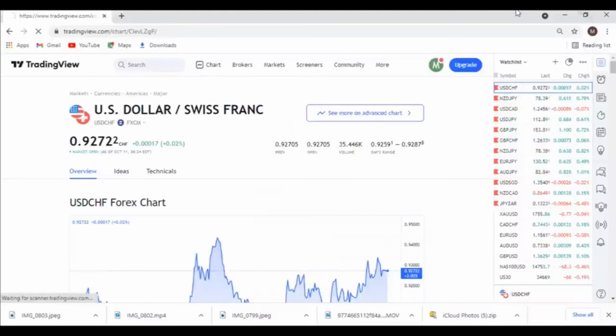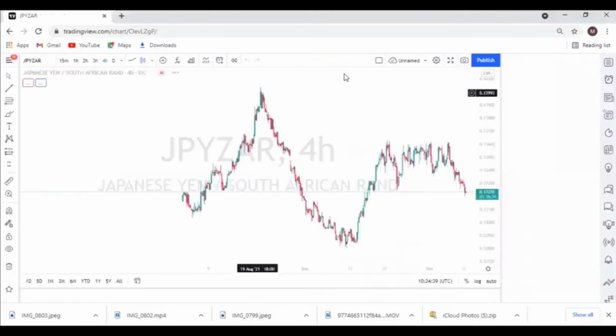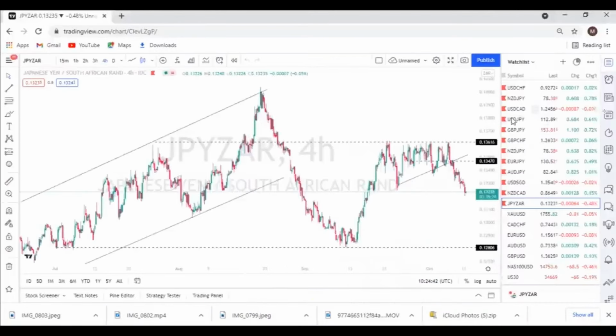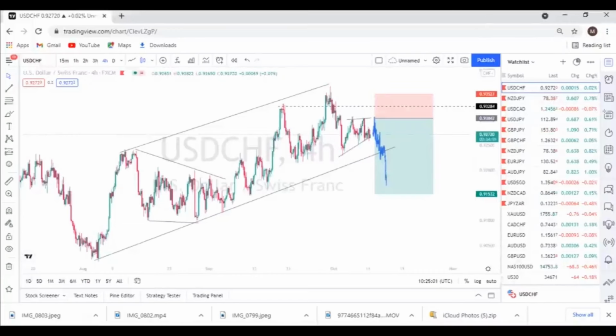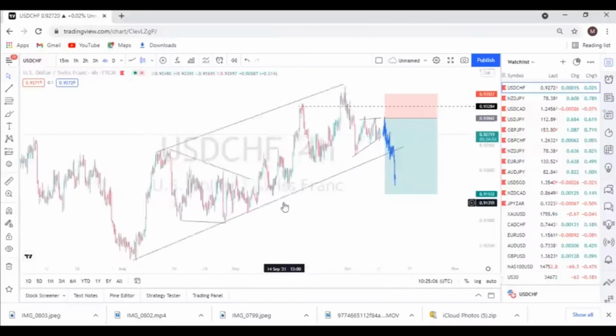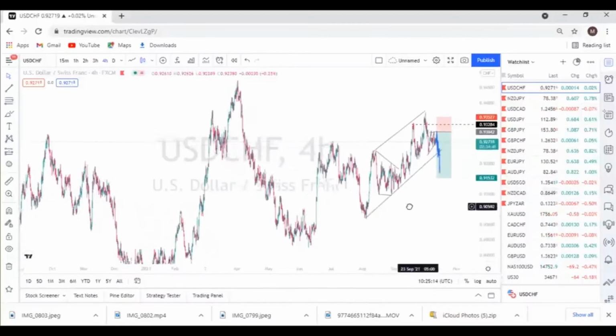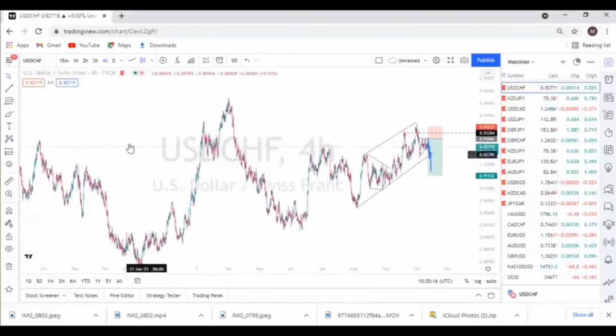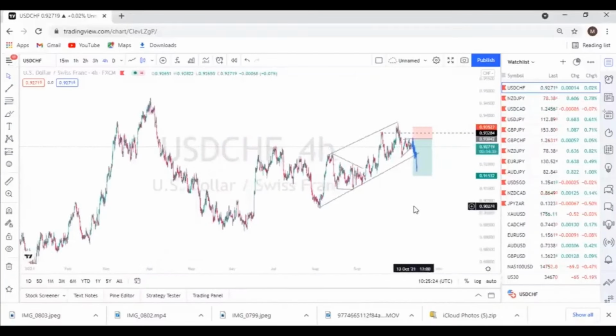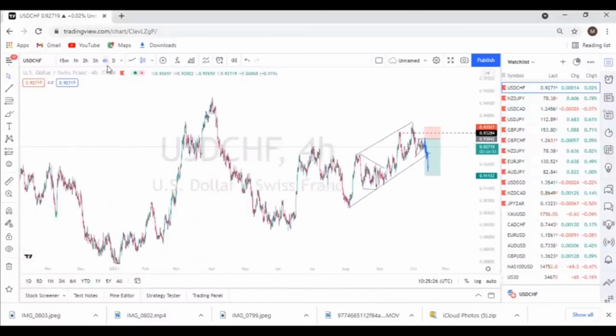So I'll be using TradingView to analyze the market. With that said, our first chart here will be USD CHF. As you can see, I've already made analysis for all these charts with the red flags. I just want to go over everything and break it down for you guys. So with USD CHF, we can just remove everything.